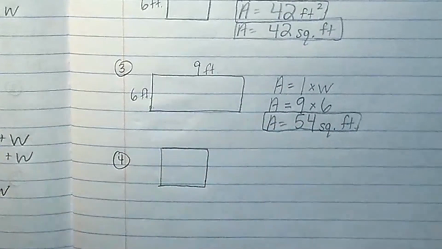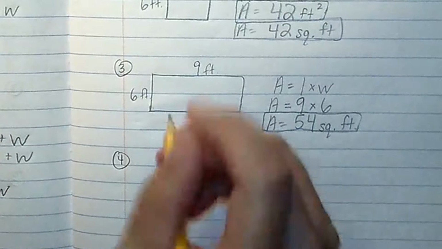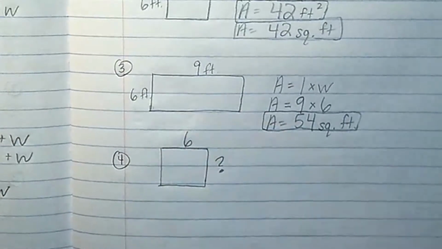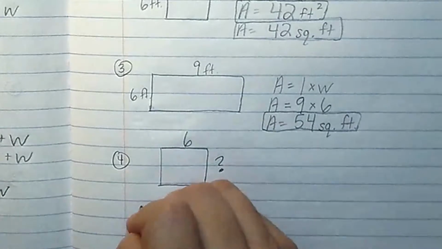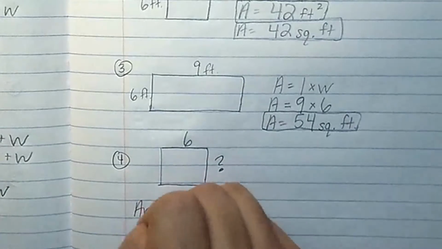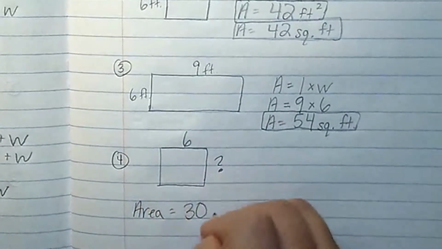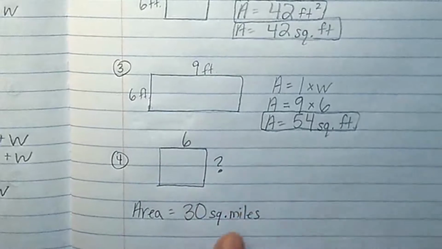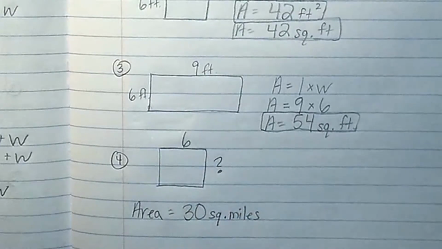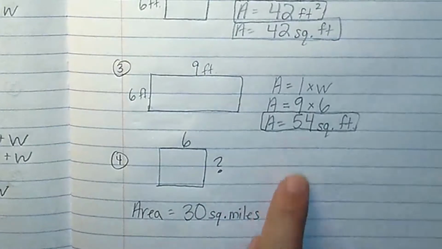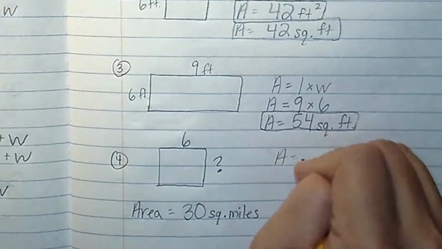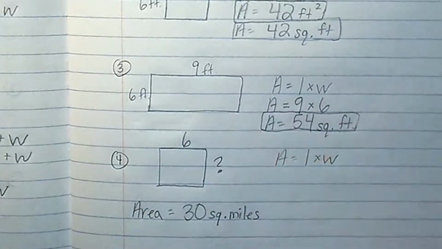It looks like a square, but we can't ever guess that it's a square. I'm going to tell you the top is 6, and the side is question mark. But I will tell you that the area equals 30 square miles. Miles are pretty big. So if I hear the word area, what do I need to write down? Area equals length times width.